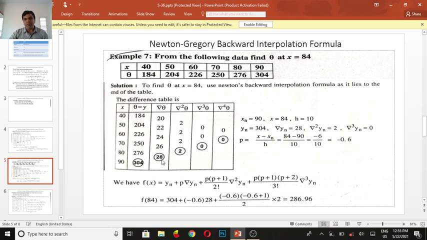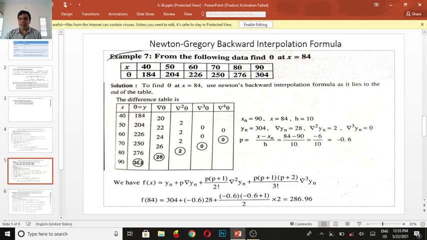So you observe the bottom of the columns. This is the way: yn, delta yn, theta yn, del square yn, and so on. xn is the end value, so xn should be 90, x is given as 84, and h, the interval, should be 10, because it goes 40, 50, 60, so the interval should be 10.